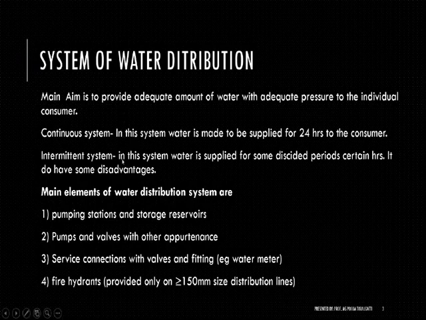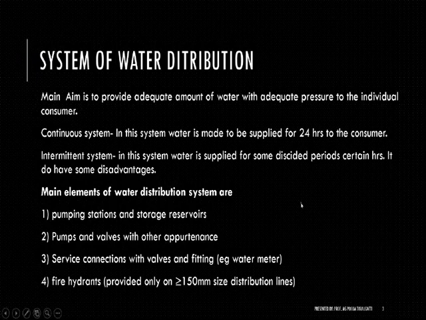So these systems are generally carried out in two forms. First is a continuous system and second is an intermittent system. In a continuous system we can have 24 hours of water supply for your consumers, which is an ideal system. Every person wants a water supply of 24 hours because we don't know when we will have a maximum requirement for water. So the ideal system to carry out is 24 hours of supply to our consumers.